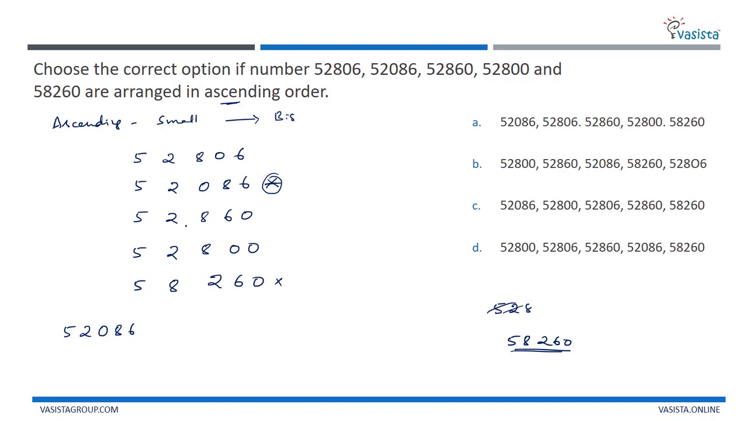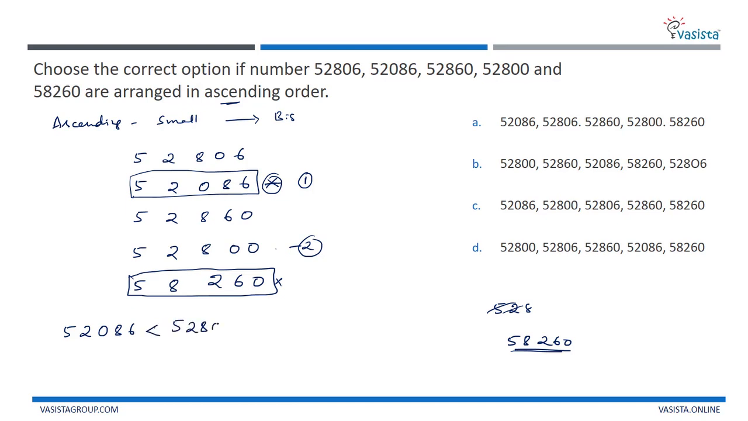The next number will be, so you can eliminate this and this also. Now you need to compare these three numbers: 5, 2, 8, then 0, 6, here 6, 0, here 0, 0. So which one are you going to select? That is 52,800. This is going to be the second one. So 52,086 is less than 52,800. Now you can eliminate this also.